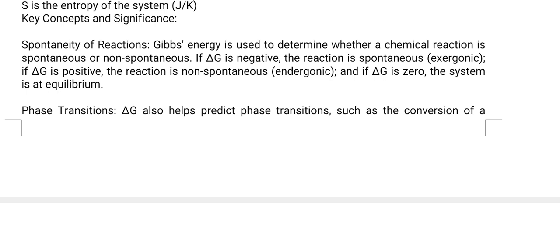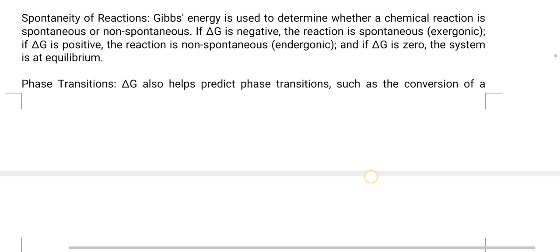If delta G is negative, the reaction is spontaneous or exergonic. If delta G is positive, the reaction is non-spontaneous or endergonic. And if delta G is 0, the system is at equilibrium. So if delta G is positive, the reaction is non-spontaneous, endergonic. Okay, don't forget that.